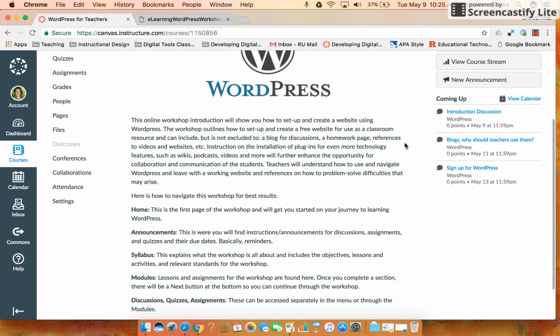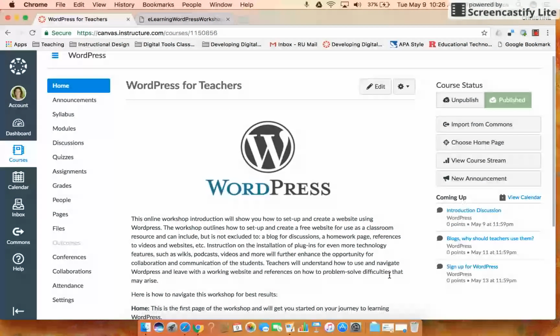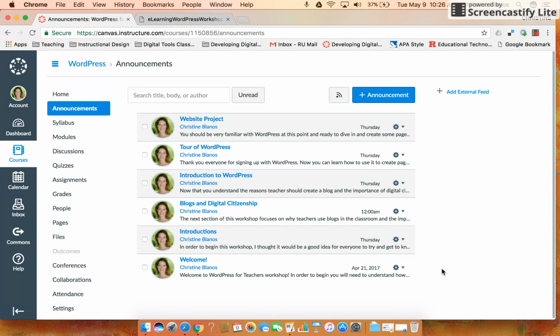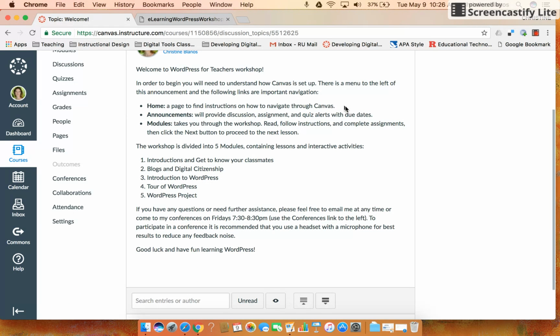The first page explains a description of the workshop as well as a brief description of how to use Canvas. I have created all the announcements that will be periodically given to the teachers throughout the 2-week period as reminders of what they need to do and to keep them on task. The first one shows another brief summary of the navigation of Canvas as well as how the workshop is divided up.